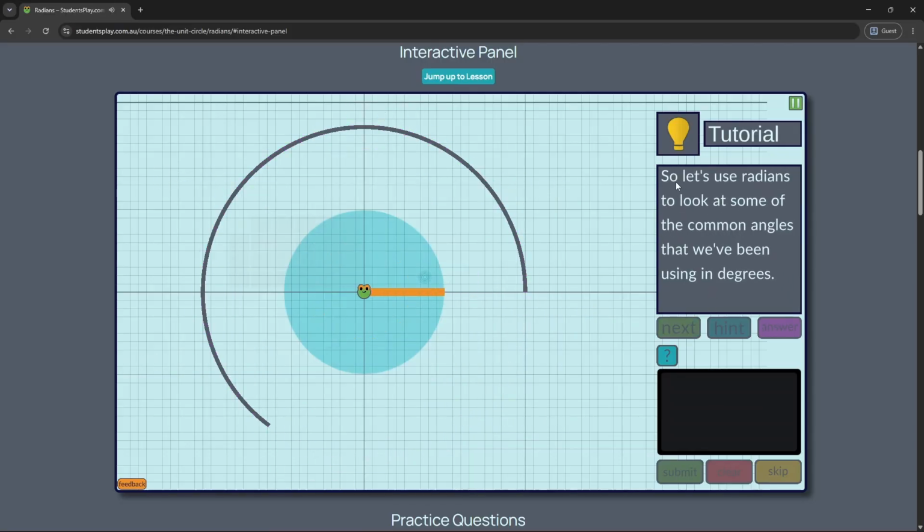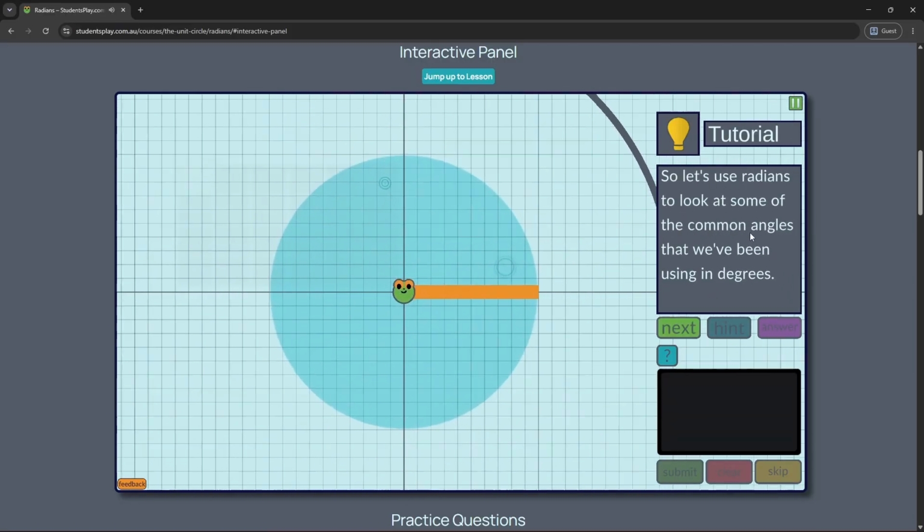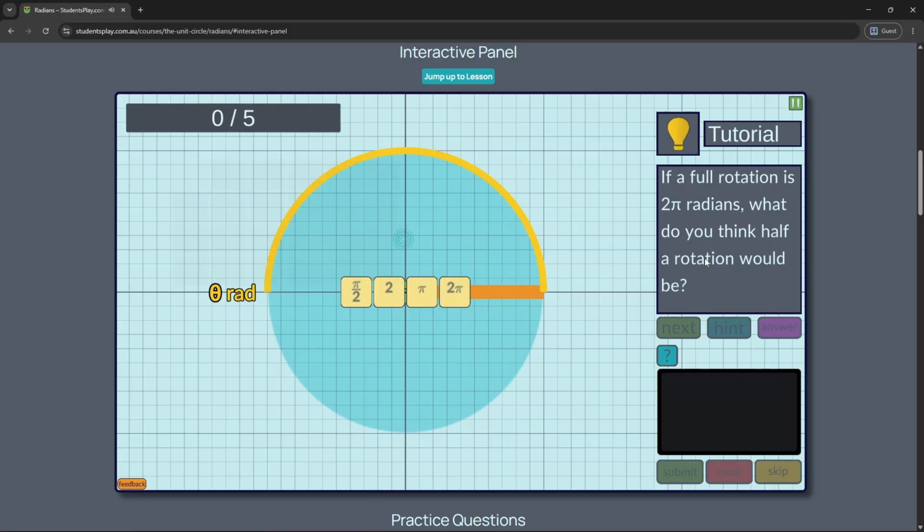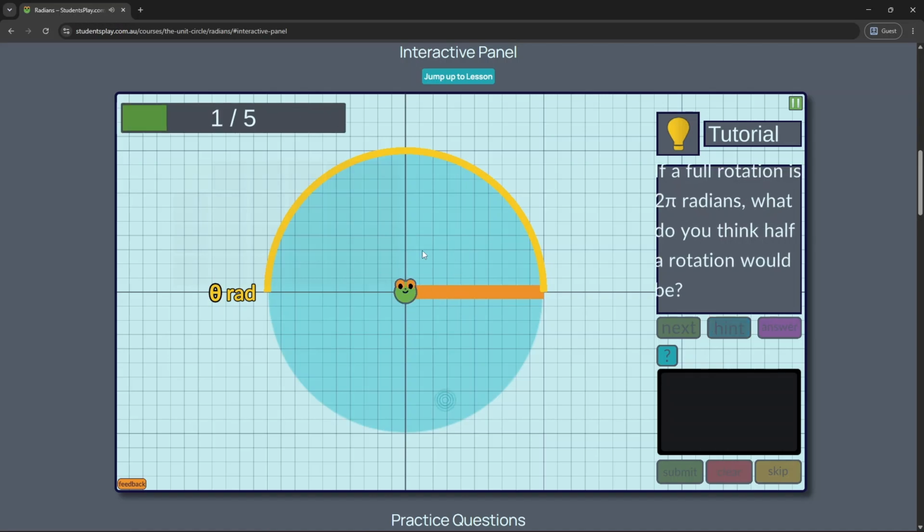Okay, so let's use radians to look at some of the common angles that we've been using in degrees. If a full rotation is 2 pi radians, what do you think half a rotation would be? Well, full one's 2 pi, half would just be 1 pi, because then we go 1 pi to get to here, and then 2 pi to get to there. That's right, half of 2 pi would be pi, so half rotation is pi rad, pi radians.